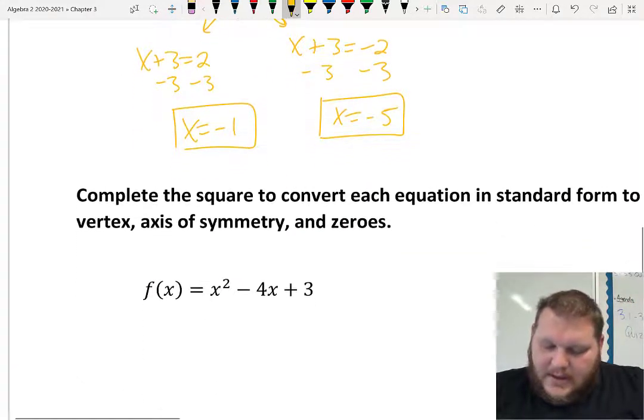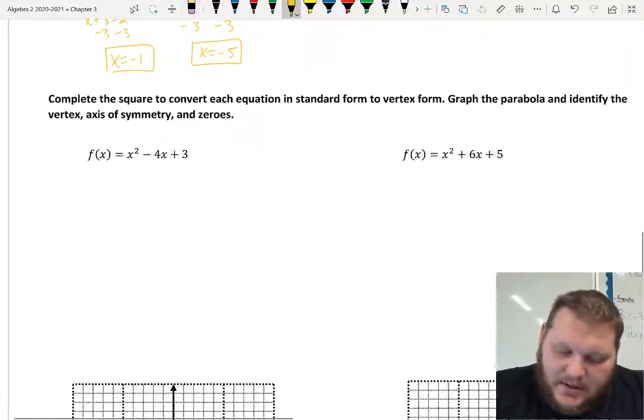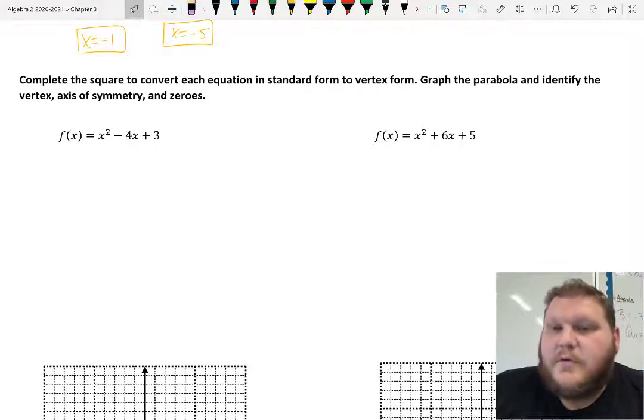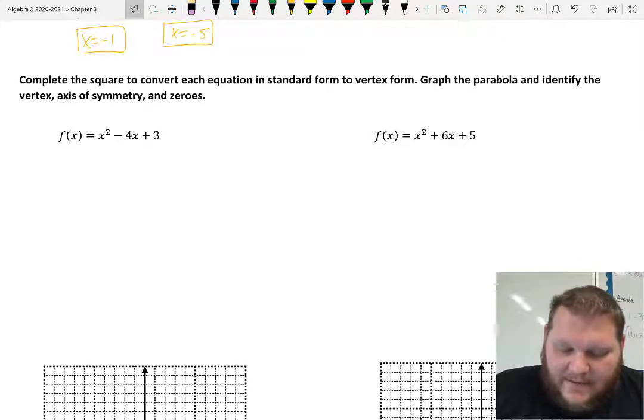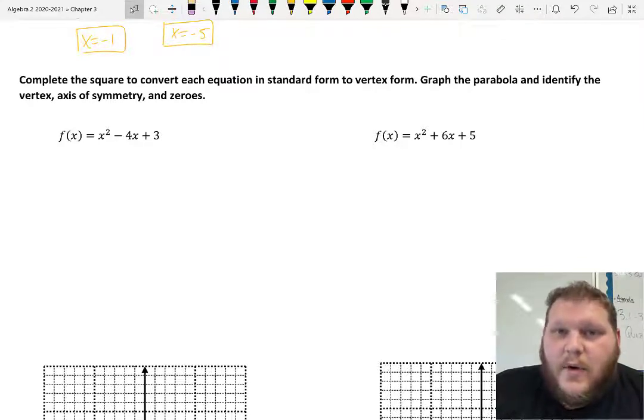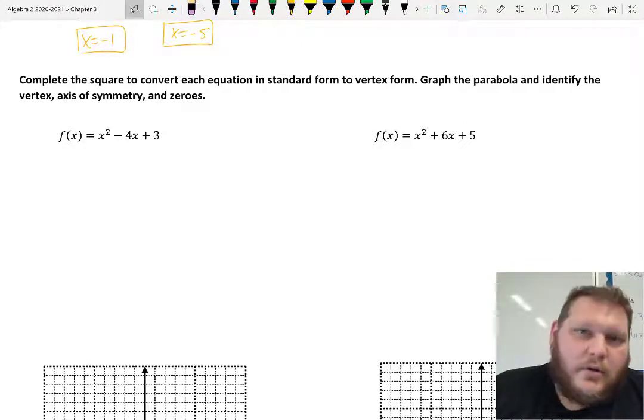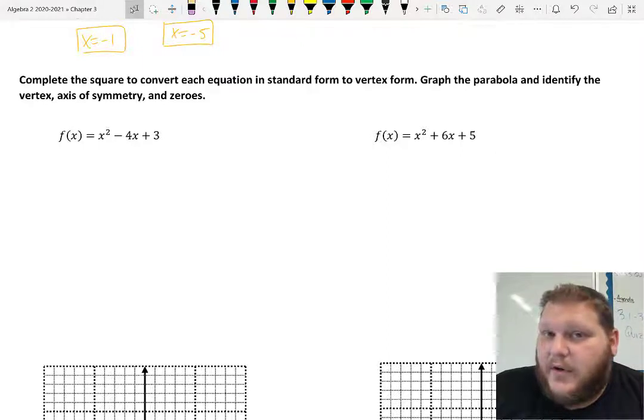All right, looking at this last section. This last section asks us to complete the square to convert each equation in standard form to vertex form. So now going back to what we did last chapter with chapter 2, we have these equations in standard form. They want us to convert it over into vertex form and then graph it. Now I'm just going to do the first part of it because I know you know how to graph it once it's in vertex form, but let's go ahead and just work on converting it over.